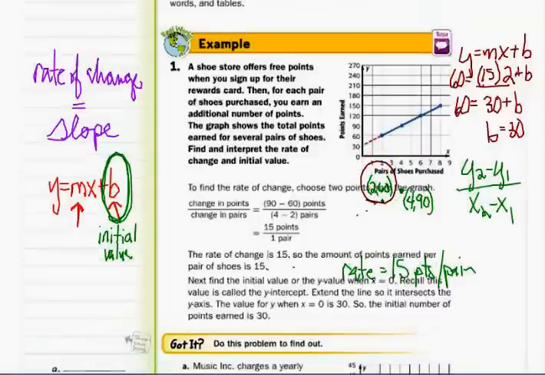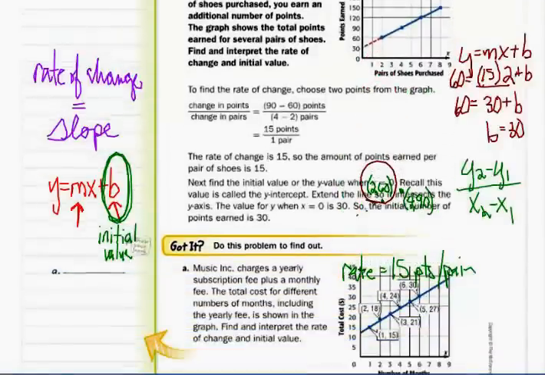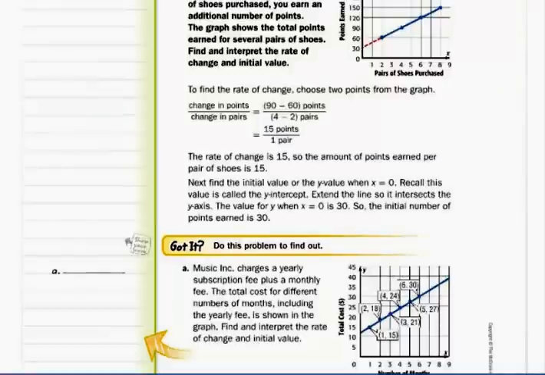Okay. So with that, I want you to try example A. Pause it and try that, please. Okay, back with me. If we are going to find the rate of change and the initial value, again, that is just another way of saying what is the slope and what is the y-intercept.